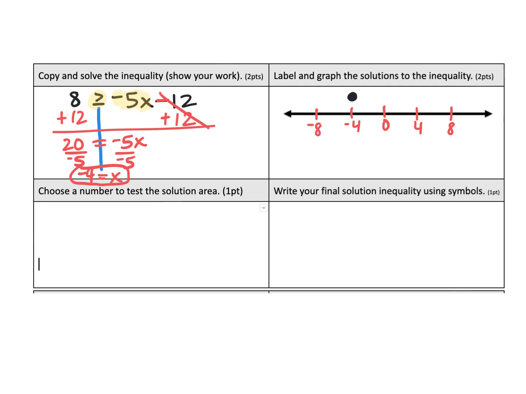Do the numbers bigger than negative 4 work, or the numbers smaller than negative 4 work? So let's pick a test point. I'll choose something different this time. I'm going to choose 8. So I'm going to box 8.